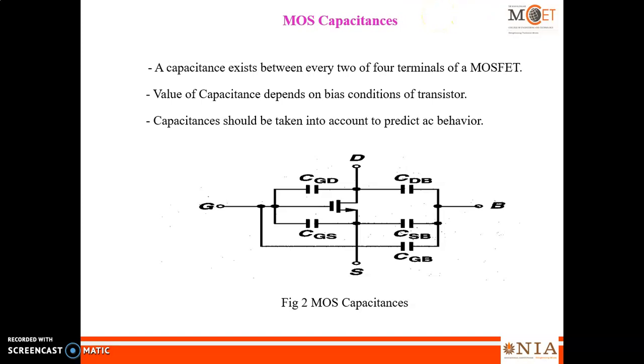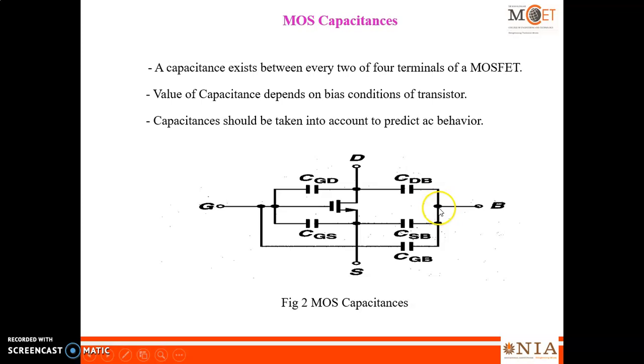Now you observe this figure 2. I already told that capacitance exists between every two terminals. Now you consider drain terminal and gate terminal. In between gate terminal and drain terminal you can find one capacitance denoted by CGD, that means capacitance between gate and drain. Now you consider the gate terminal and then source terminal. In between these two terminals you can find one capacitance denoted by CGS, that means capacitance between gate terminal and source terminal.